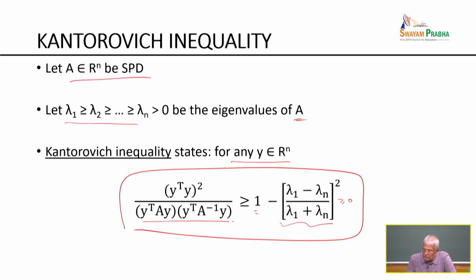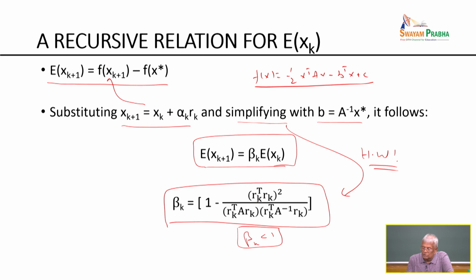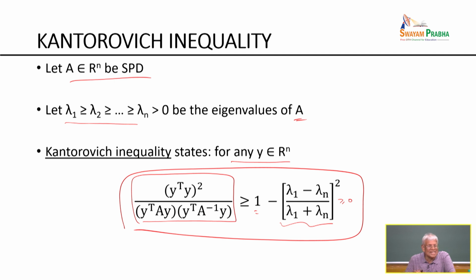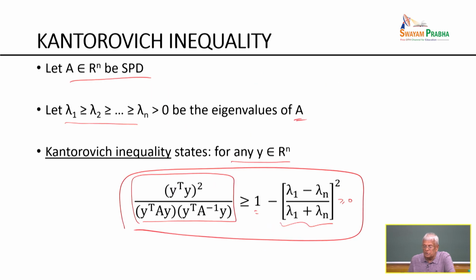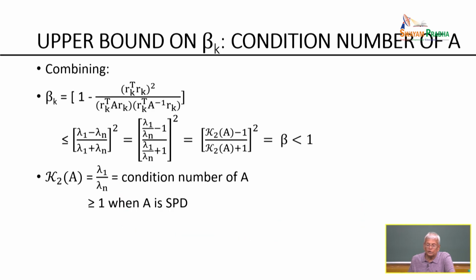But this quantity is exactly the same thing that comes in the previous case. If you change y to Rk, I get Rk transpose Rk whole square over Rk transpose A Rk times Rk transpose A inverse Rk. So, Kantorovich proved a general inequality for any y, Rk is a special y, if it is true for any y, it must be true for Rk. So, I am going to invoke this relation, the Kantorovich inequality, to show that beta k, which is equal to 1 minus that, is less than this. And how do I show this is less than that? That comes from the Kantorovich inequality.